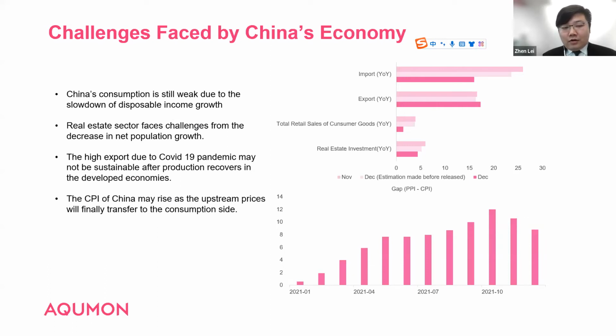risks. And the high export due to the COVID-19 pandemic may not be sustainable for China after production recovers in the developing economies. And we can also see that the CPI of China may rise as the upstream prices will finally transfer to the consumption side. There is a huge gap between the consumption side and the raw material or the production side.